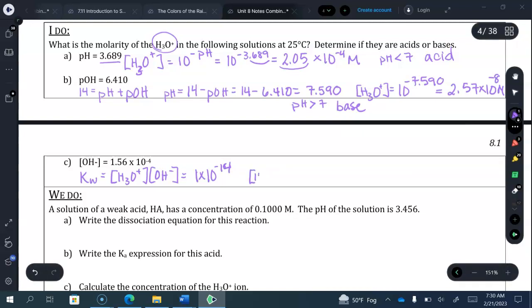Rearranging this to solve for the hydrogen ion or hydronium ion concentration, we see that it is 1.00 times 10 to the negative 14 over the hydroxide concentration, because that will divide over. In this case, that is 1.56 times 10 to the negative 4. Solving this equation using a calculator, you get 6.41 times 10 to the negative 11 molar. Since the hydronium ion concentration is less than the hydroxide ion concentration, we know that this is a base because the OH is in greater concentration.